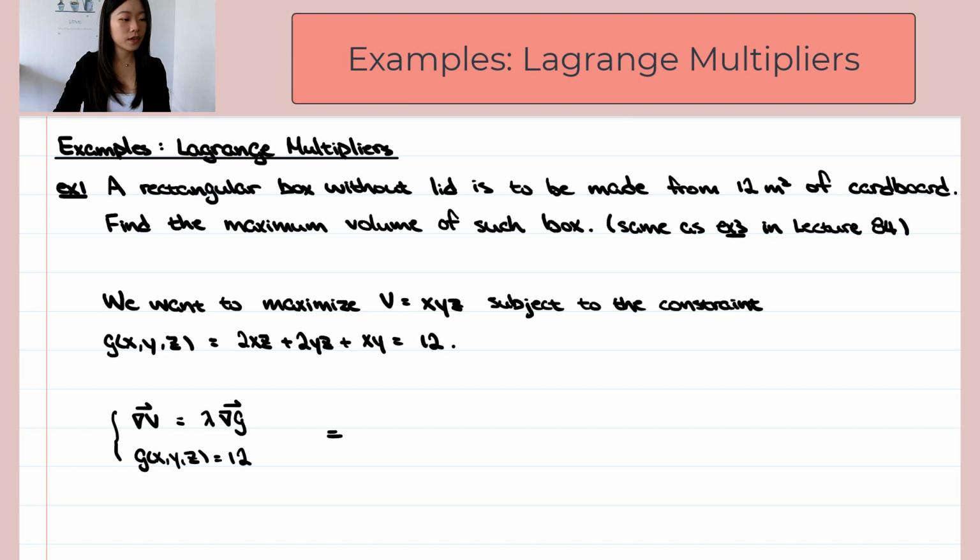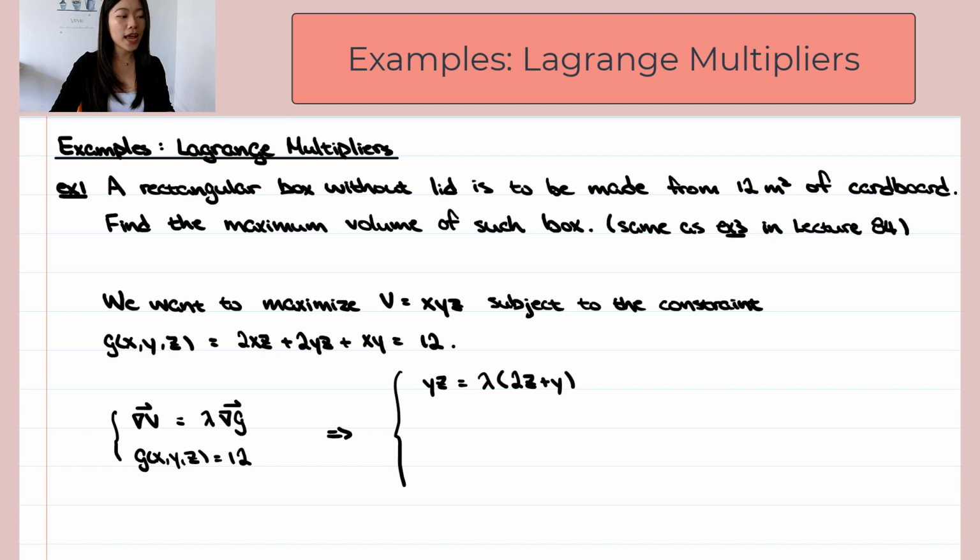Then from here, we can write out 4 equations. The first 3 are the components of the first equation. The x component would be V sub x, the derivative of the volume function with respect to x, so that's yz, equals lambda times g sub x, the partial derivative of the constraint with respect to x. That would be 2 times z plus y.